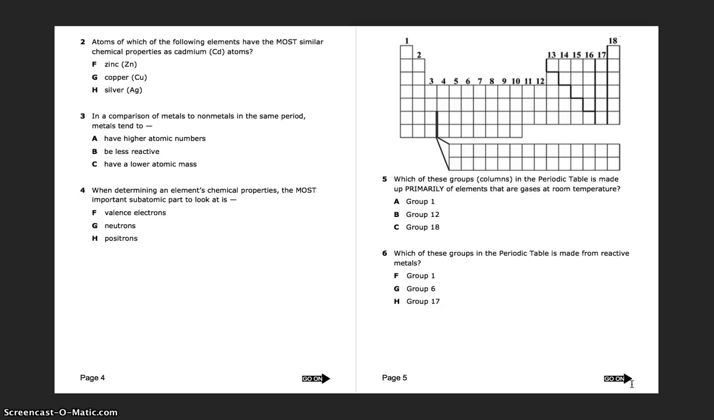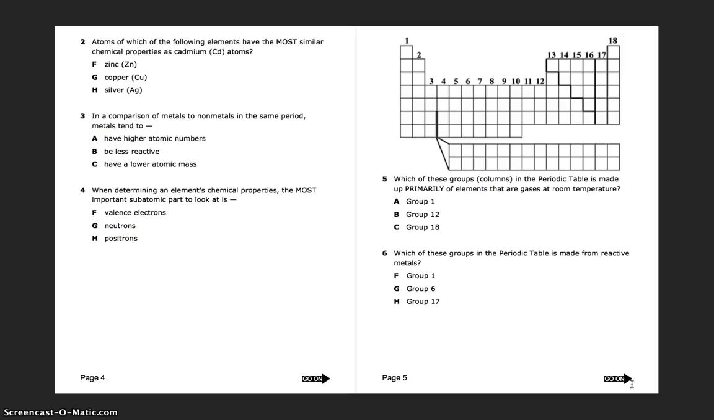Number 4. When determining an element's chemical properties, the most important subatomic part to look at is F. Valence electrons, G. Neutrons, H. Positrons.